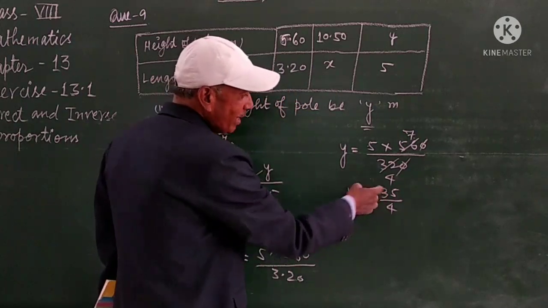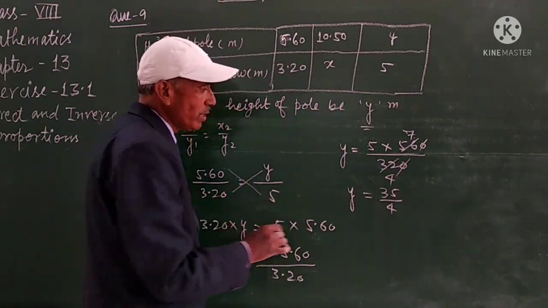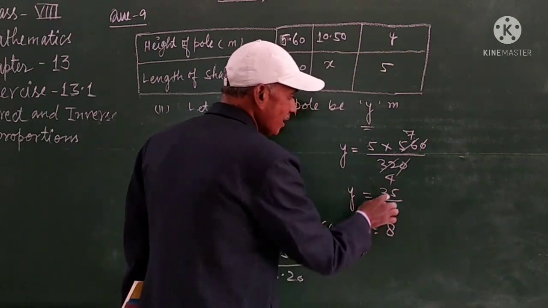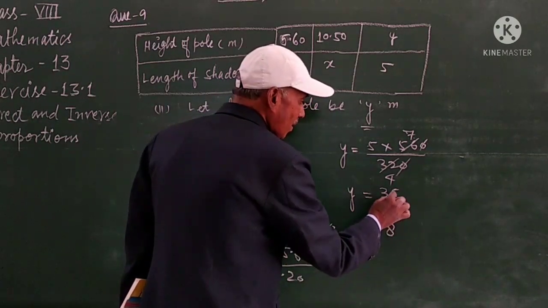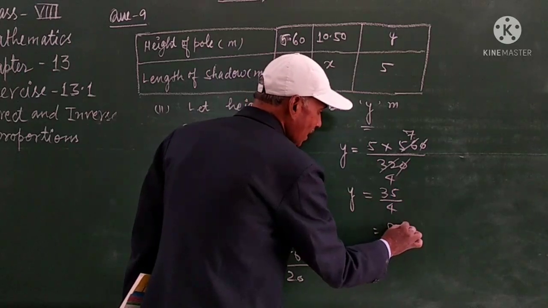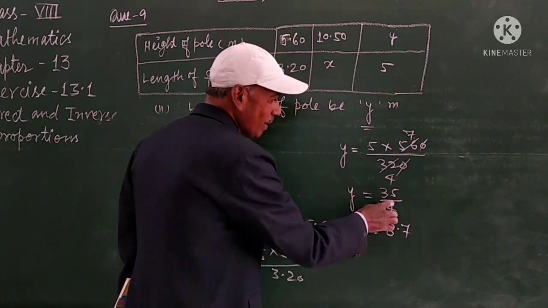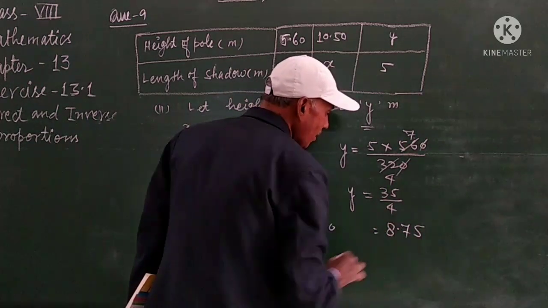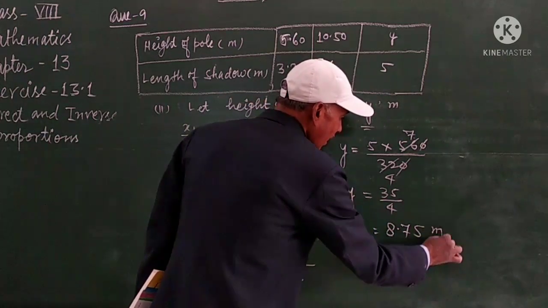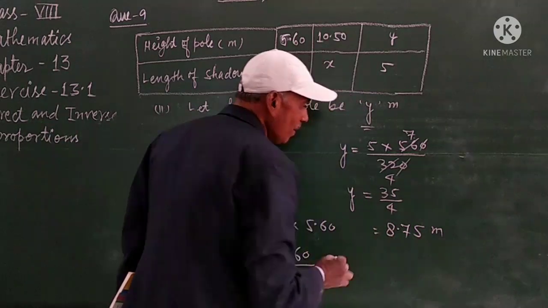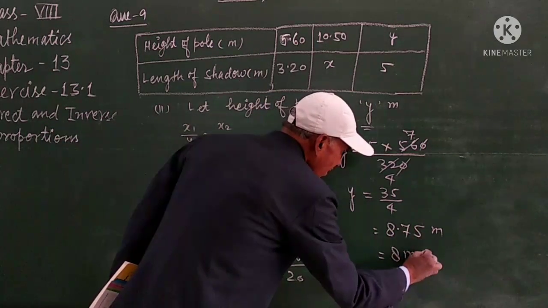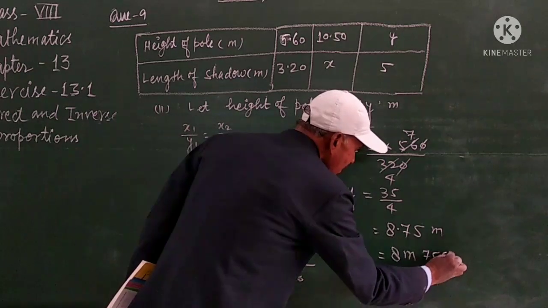Now we have to divide this 35 by 4, student. So 4 8s are 32, remainder 3. After the decimal, 4 7s are 28, remainder 2, and 4 5s are 20. This one is 8.75 meter, or 8 meter 75 centimeter.